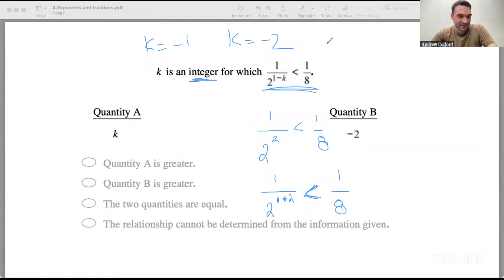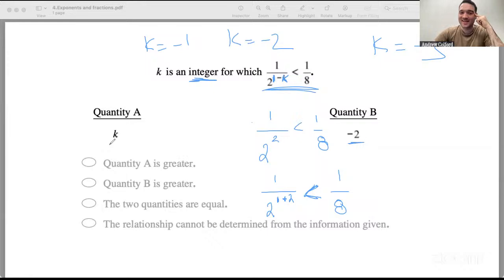The integer, because I can only test integers here, that's going to make this work is k equals negative 3 and beyond, right? Because if k equals negative 3, and RH, let me know if this makes sense. The game that I'm picking up here is when I subtract a negative number, I'm adding it. And I want the denominator of this left fraction to be bigger than 8. That's how I'm going to make the whole fraction less than 1/8.